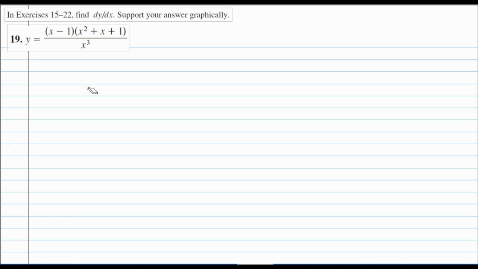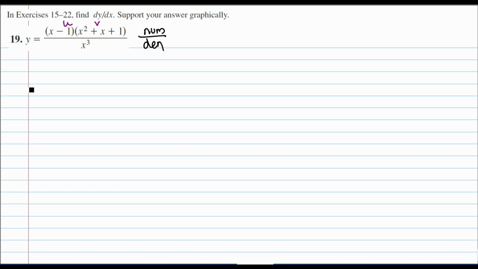The Now Try problem number 19 asks us to find dy dx and support our answer graphically. Well, this becomes a little bit more complicated because we have a product in the numerator of the quotient rule. So I have definitely a numerator over a denominator, but within that numerator I have another u and a v.